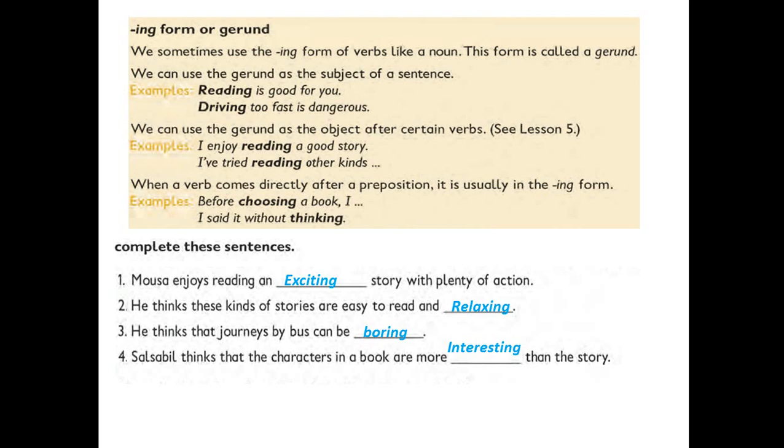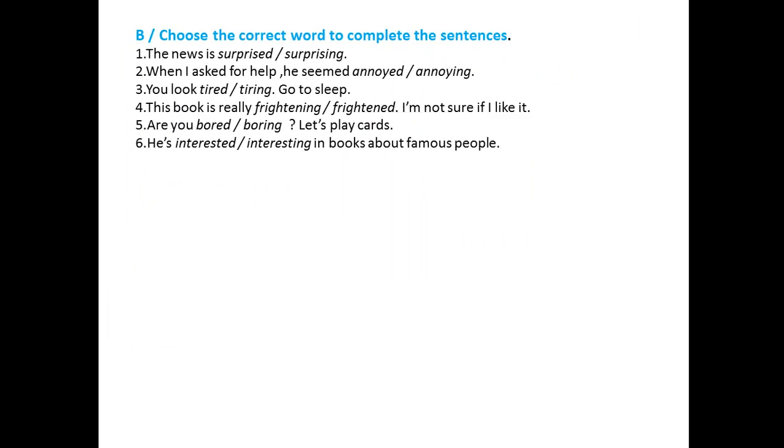Then we have an exercise in the workbook, page number 32. Section B: Choose the correct word to complete the sentences. The news is surprised or surprising. When I asked for help, he seemed annoying.